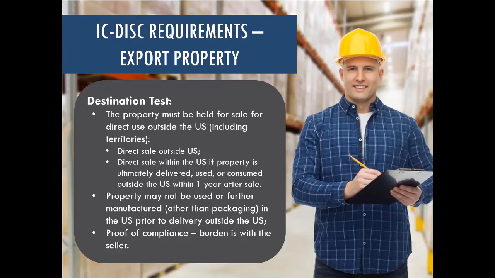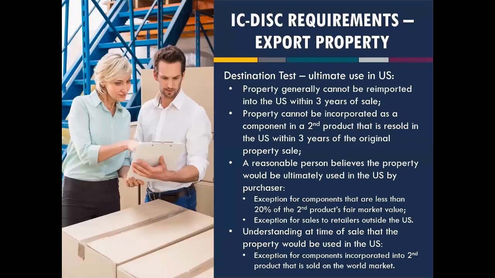And there is a proof of compliance burden that lies with the seller. So in order to meet the destination test, the seller has to prove to the IRS that the property was exported and delivered outside the US. If you are unable to prove export, then technically you do not meet the destination test and the property does not qualify for the IC-DISC benefit. There are a few items where the IRS deems property to be used in the US, therefore not qualifying under the destination test.